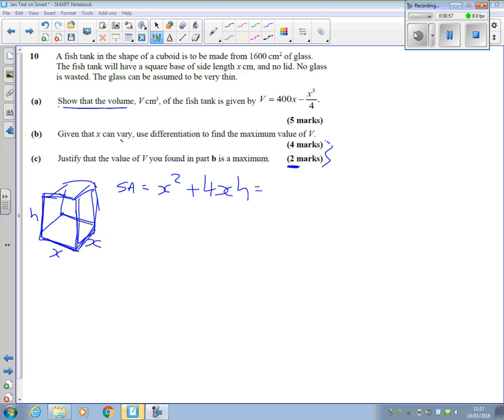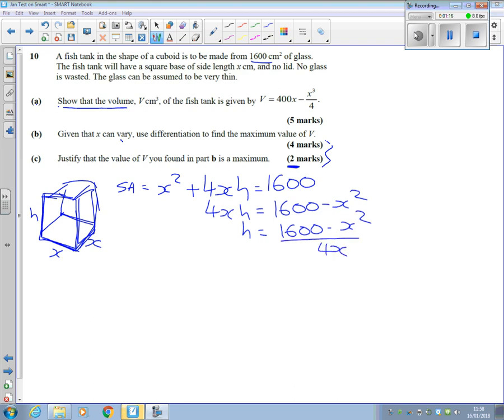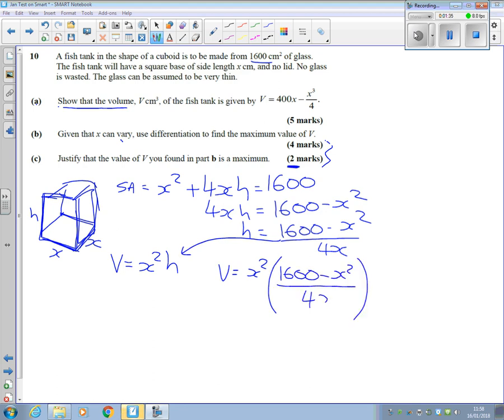And you're told that that is equal to 1,600. Rearrange that. Get the h all on its own by taking away the x squared and then dividing by the 4x. That tells you what h is because you made up the h. Now the volume of this thing is just x squared times by h. And because we now have a formula for what h is, let's put that in there. So the volume is x squared times by 1,600, take away x squared, all over 4x.